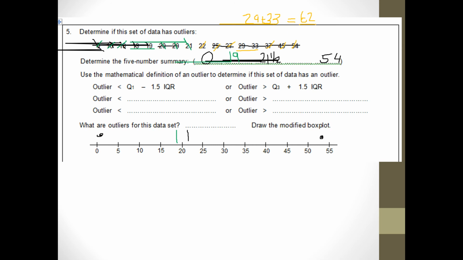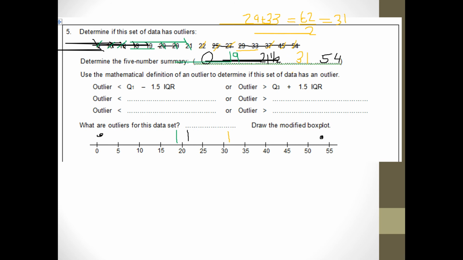And then I'm finding the average, and I had 2 numbers that I added together, so I'm going to divide by 2. So 62 divided by 2 is going to give me 31. So I'm going to put a 31 right here, and then I'm going to put my line right here. Okay, now I'm going to hold off on drawing the box plot because I might need to modify it.